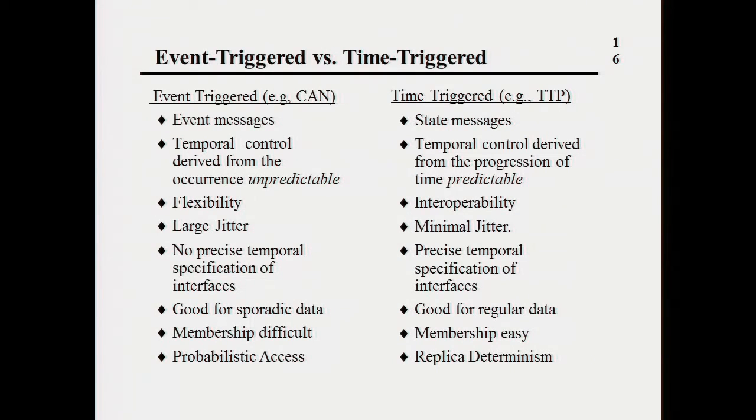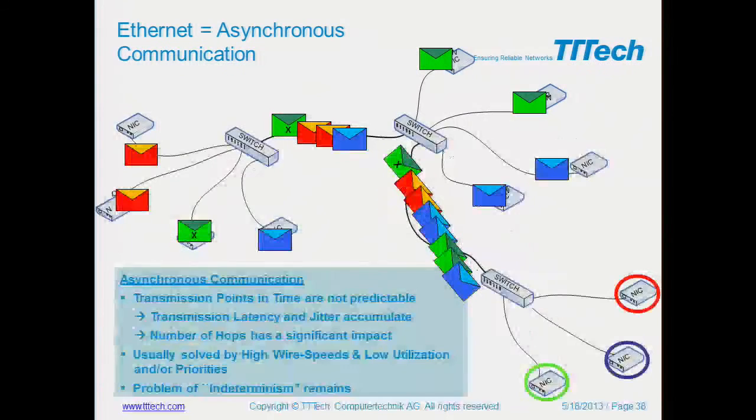Now, there are situations in which one solution is better than the other, and there are situations where both of them are not so good. And so how can we do better than each one of them? Of course, by putting them together. So Ethernet is an asynchronous mechanism, and in asynchronous communication, the transmission points in time are not predictable, and in general it is used for very high speed.